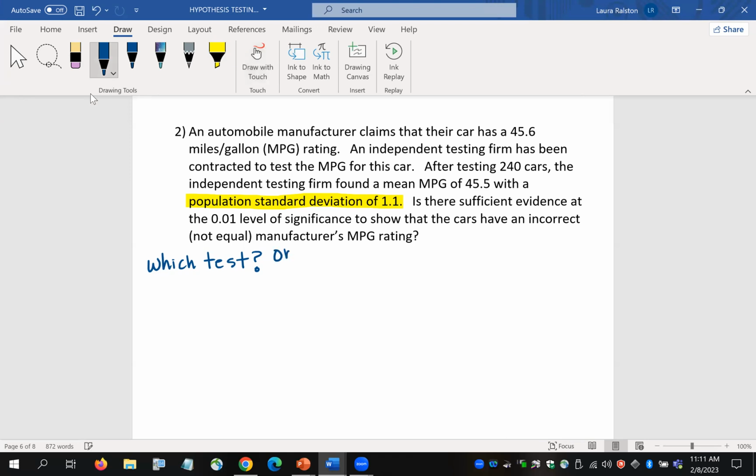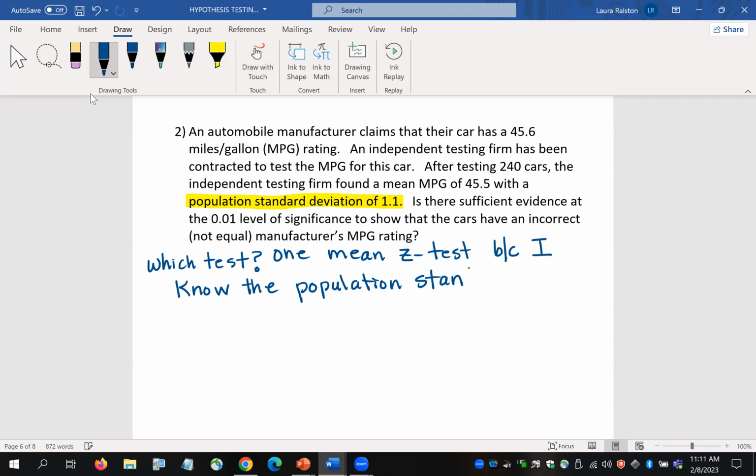So again, we're going to do a 1 mean Z-test because I know the population standard deviation. Okay, that's what tells me to do the 1 mean Z. So then I begin my process.